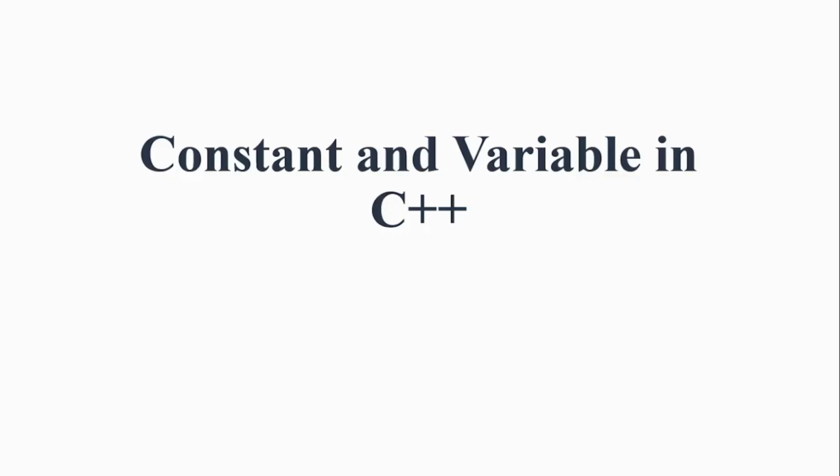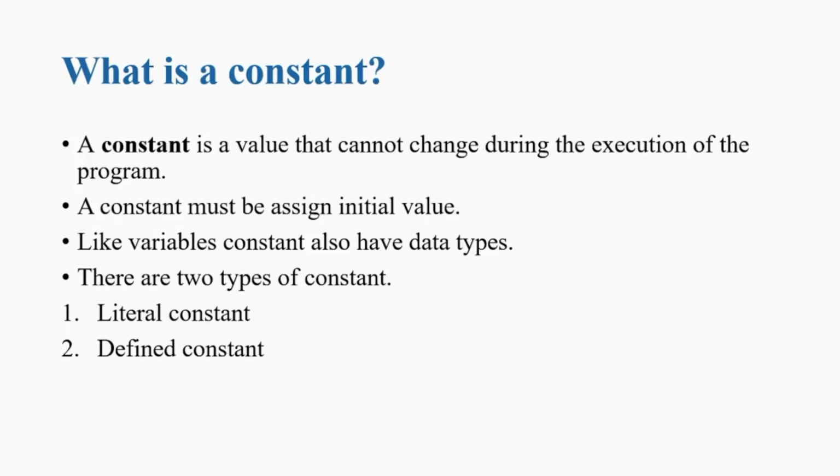Constant and variable in C++. What is a constant? A constant is a value that cannot change during the execution of the program. This means that if you assign something a value, it will not change anywhere in the program while it is executing. A constant must be assigned an initial value. You must assign a value to the constant when you create one, and that value will not change.